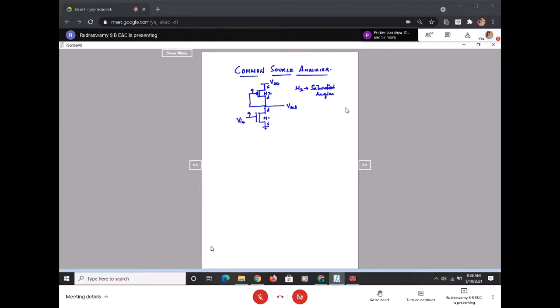In order to operate this M2 PMOS in the saturation region, we should ensure that the magnitude of VDS is less than the magnitude of VGS minus VTP. So the moment we ensure M2 is in the saturation region, the current flowing through this transistor, which is now acting as a diode or a load, will be constant. In the saturation region, the current is basically constant.